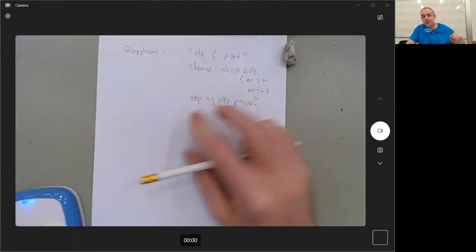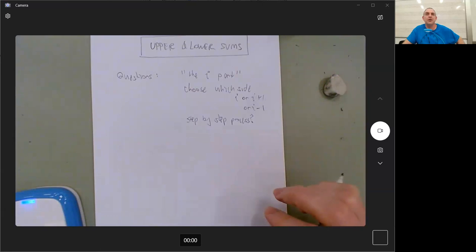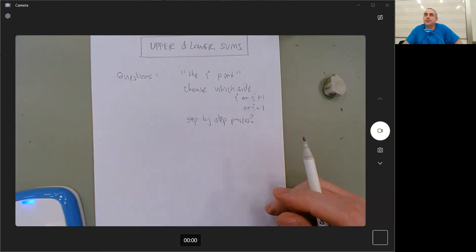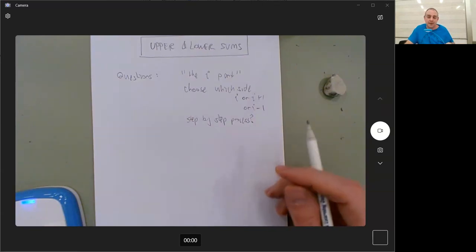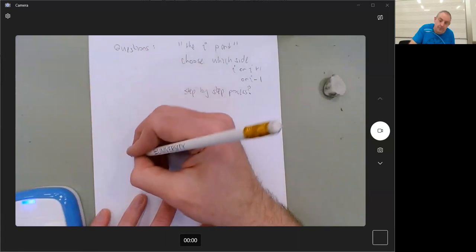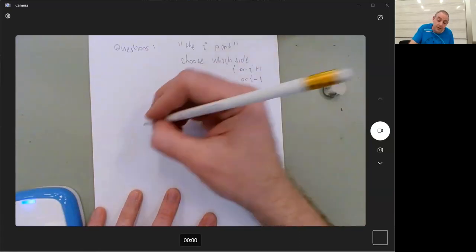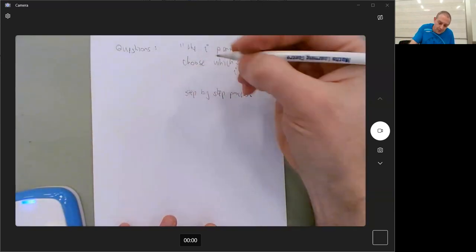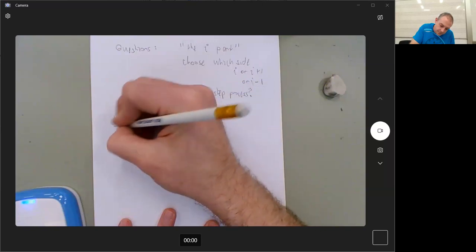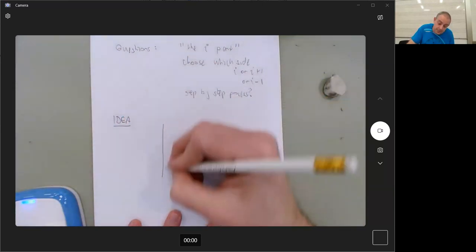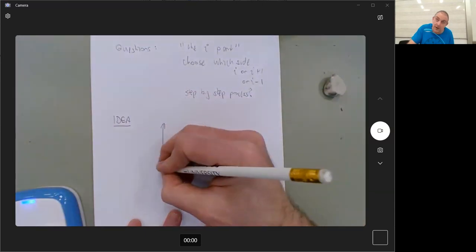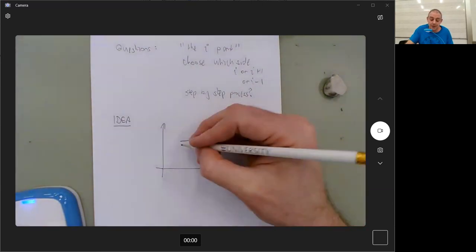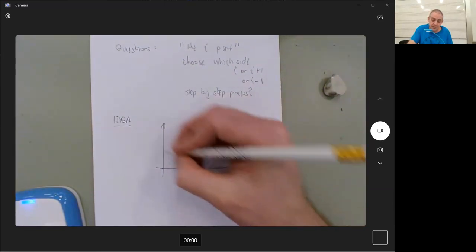Before I do, I don't think I've ever done this in a revision seminar, so I just want to do this. The idea of upper and lower sums is based on two ideas going on here. It might take me a little while, maybe 5 minutes, to sort this out. So the idea is this. Here's a graph. It's horizontal, just as an example.